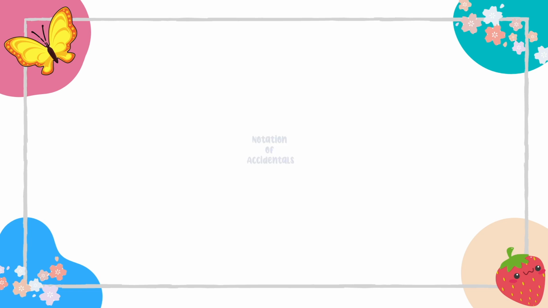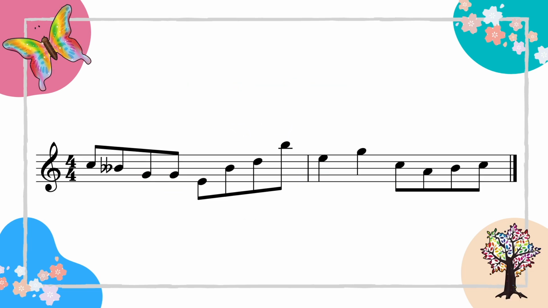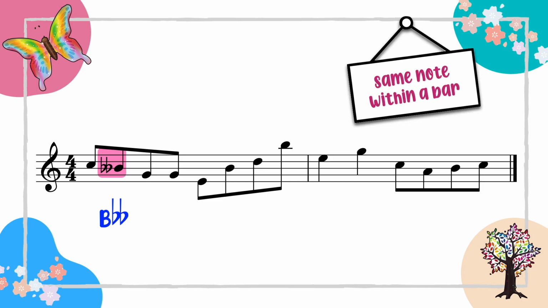Okie dokie. Now, let's have a look at the notation of accidentals. Take this example for instance. It's in C major and we have a B double flat in this bar. All you have to do is remember these 3 rules. Rule number 1. The accidental applies to the same note within the bar. This is the same note, hence this is also B double flat.